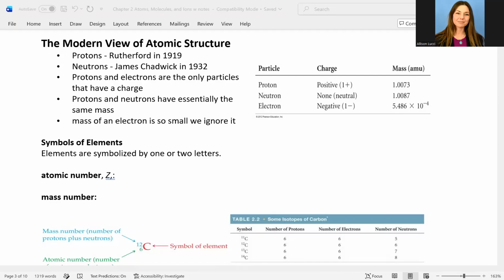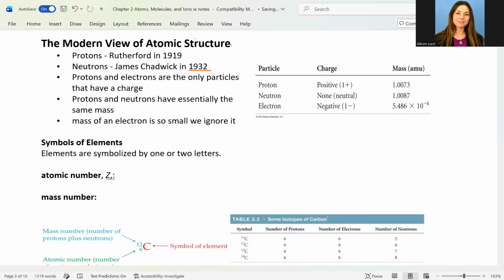In this video, we'll take a look at what's called the modern view of atomic structure. So we see some of the scientists listed from the previous video that discovered protons. We see Rutherford in 1919, neutrons by Chadwick in 1932. We hadn't mentioned that prior, but now we know who discovered the neutrons, or who's credited with that.